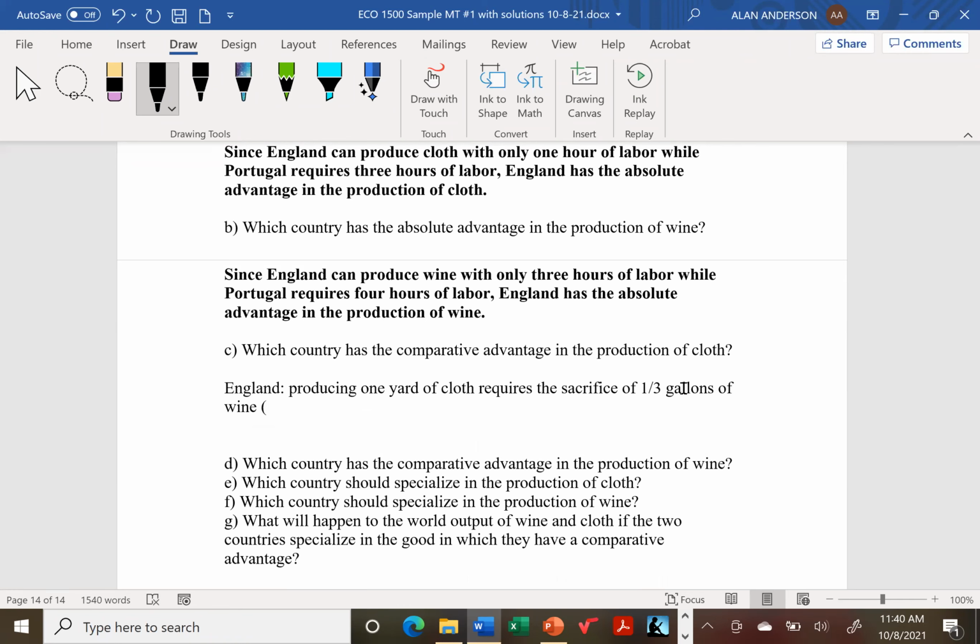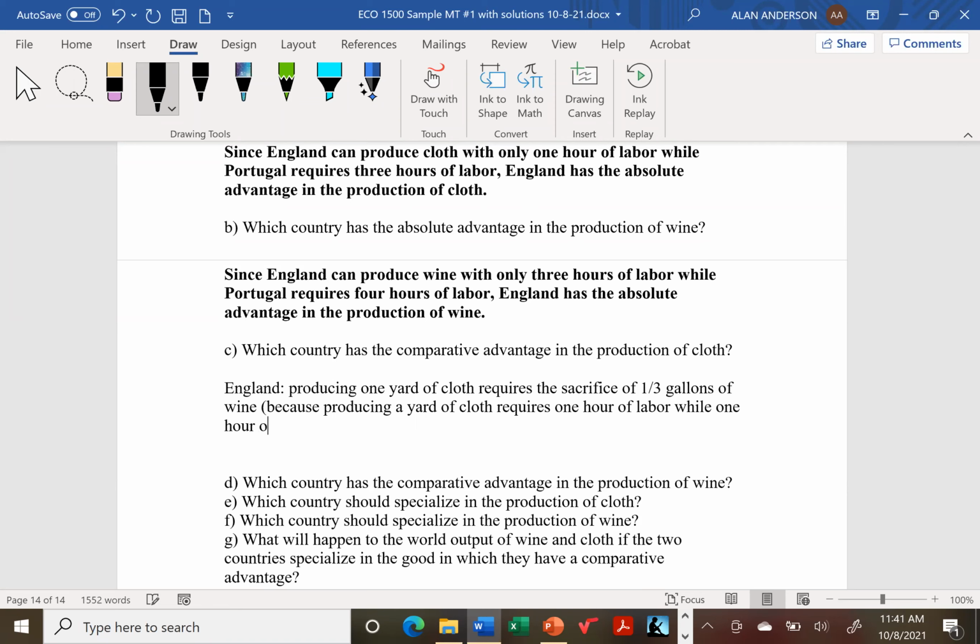And I'll note in parentheses here, because producing a yard of cloth requires 1 hour, while 1 hour of labor can only produce 1/3 of a gallon of wine. Okay, so that's the opportunity cost. In other words, it's the same thing as saying the opportunity cost is 1/3.